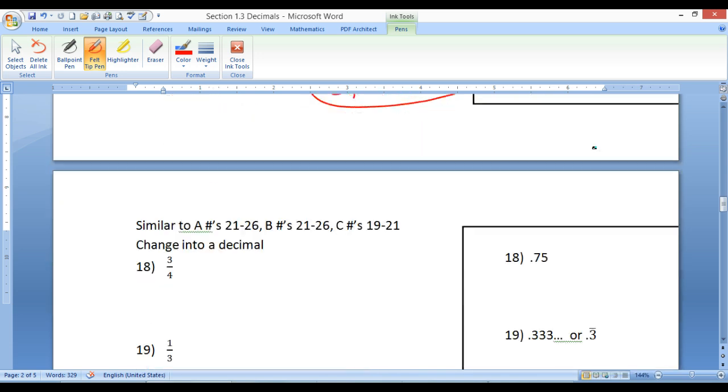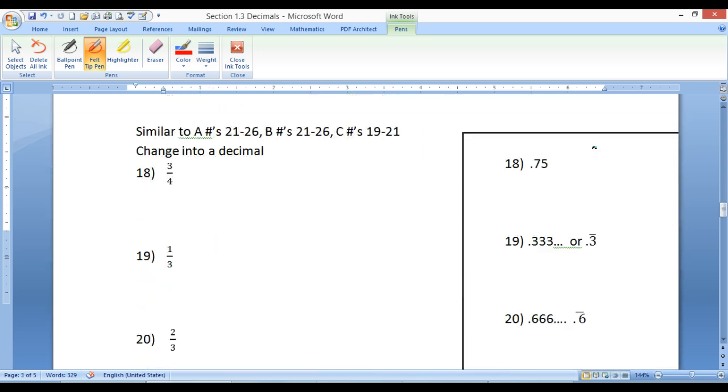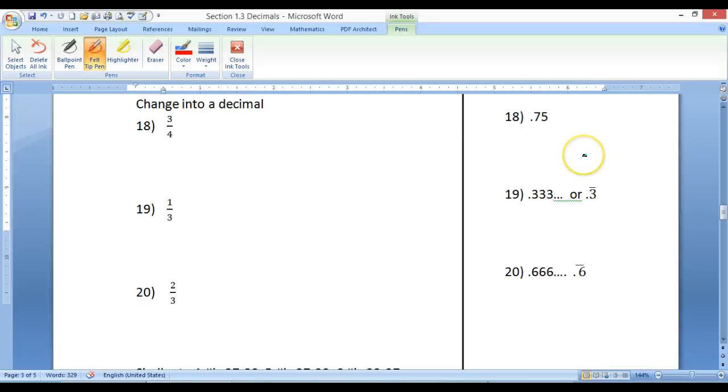Okay, let's move to the next one. These problems are similar to Part A, numbers 21 to 26, same as Part B, 21 to 26, and Part C, 19 through 21. Here we're given a fraction and asked to change it into a decimal. So this ends up being a long division problem.